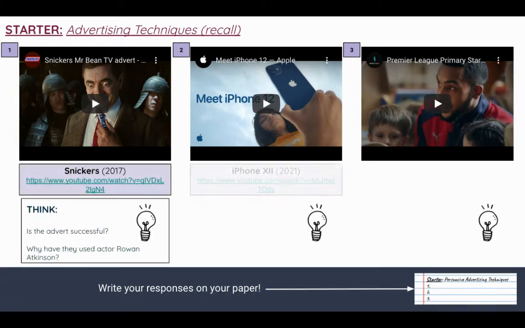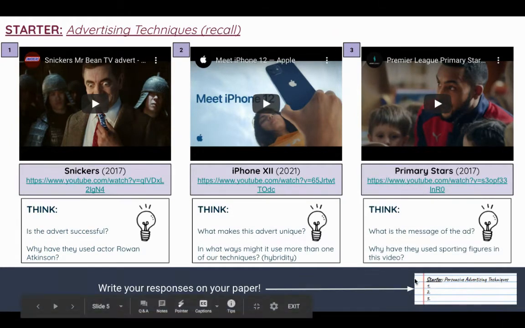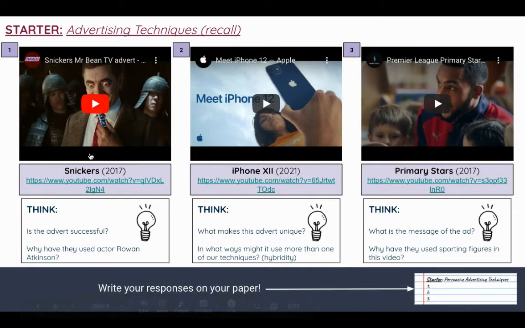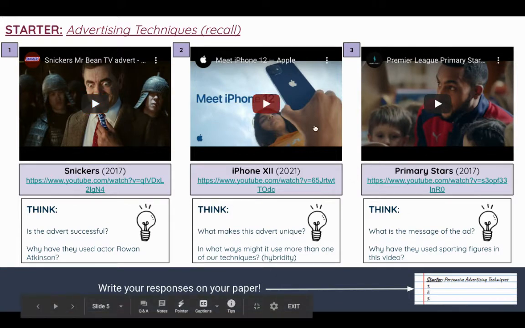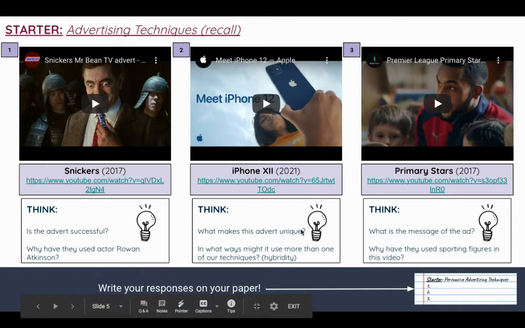your first task is to watch each of the videos and simply on your starter sheet, write down number 1 for the Snickers advert, which advertising technique is being used. Then the same for number 2, the iPhone 12 advert, and for number 3, the Primary Stars Premier League advert. Which technique is being used? As a stretch, there are some think questions, so while you're watching, can you consider these questions? You don't need to write anything down, but it will help you in your final analysis today.